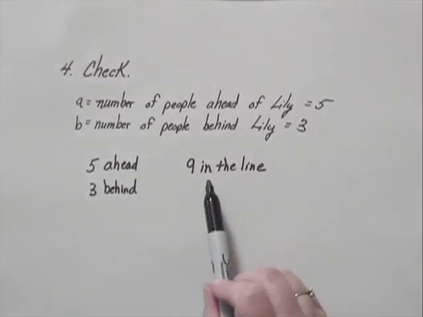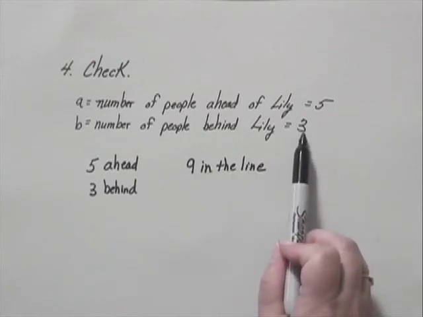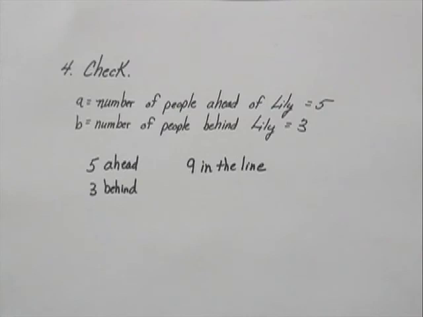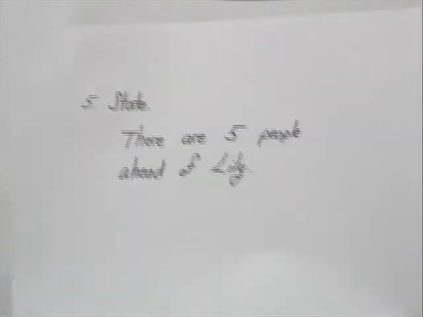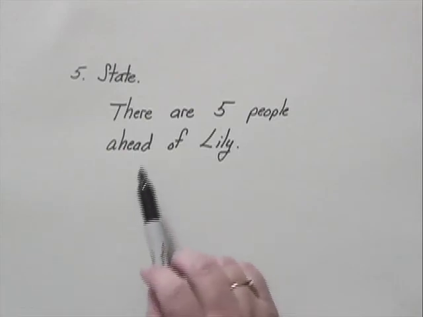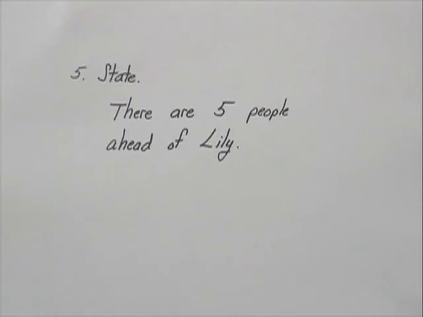Is that 3 times the number of people behind Lily? Yes, it is. So that checks as well. Since these numbers meet the conditions laid down in the problem, we can state the answer, and all they wanted to know in the problem was how many people were ahead of Lily. So we just answer that question. There are 5 people ahead of Lily in the line.